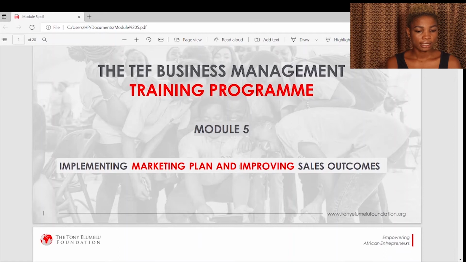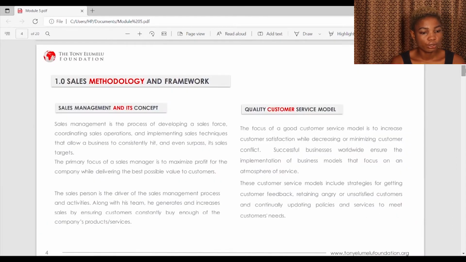So let's just go straight into the business module 5. Implementing marketing plan and improving sales outcome. Number 1, sales methodology and framework. Sales management and its concepts. Sales management is the process of developing a sales force, coordinating sales operations, and implementing sales techniques that allow a business to constantly hit and even surpass its sales target.